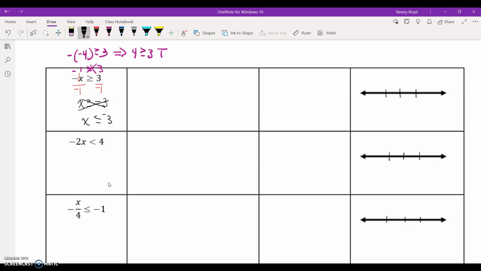All right, and then of course to graph this, it is a less than or equal to, so we will shade in the dot, and then we will shade to the left because those are all the solutions less than -3. To write that in set notation, I'll write it as the set of x such that x is less than or equal to -3. And there's my solution set.